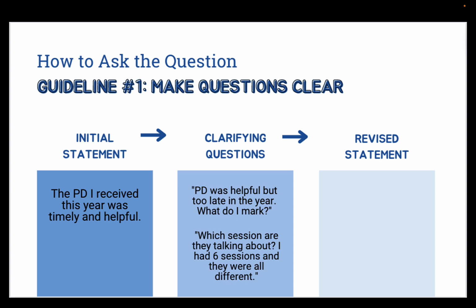The first guideline is making sure that your questions are clear. Survey questions should be written using the respondent's vocabulary, should not include double-barreled questions, and should have a question stem and answer choice that match. The initial statement that was written read as, "The PD I received this year was timely and helpful." When surveyed, respondents had the following clarifying questions. PD was helpful but too late in the year. What do I mark? Which session are they talking about? I had 6 sessions and they were all different.